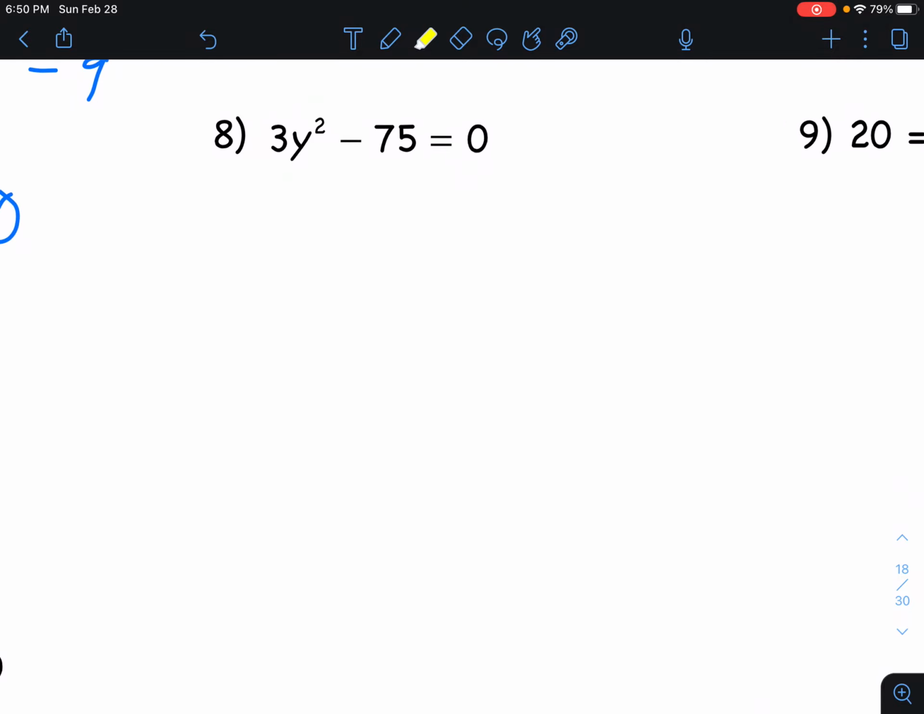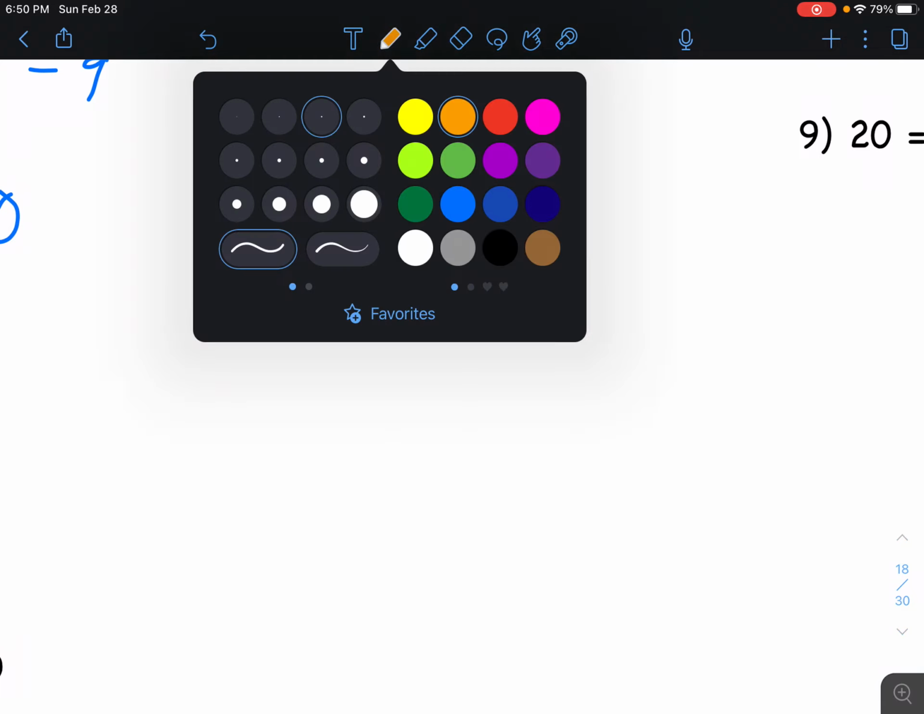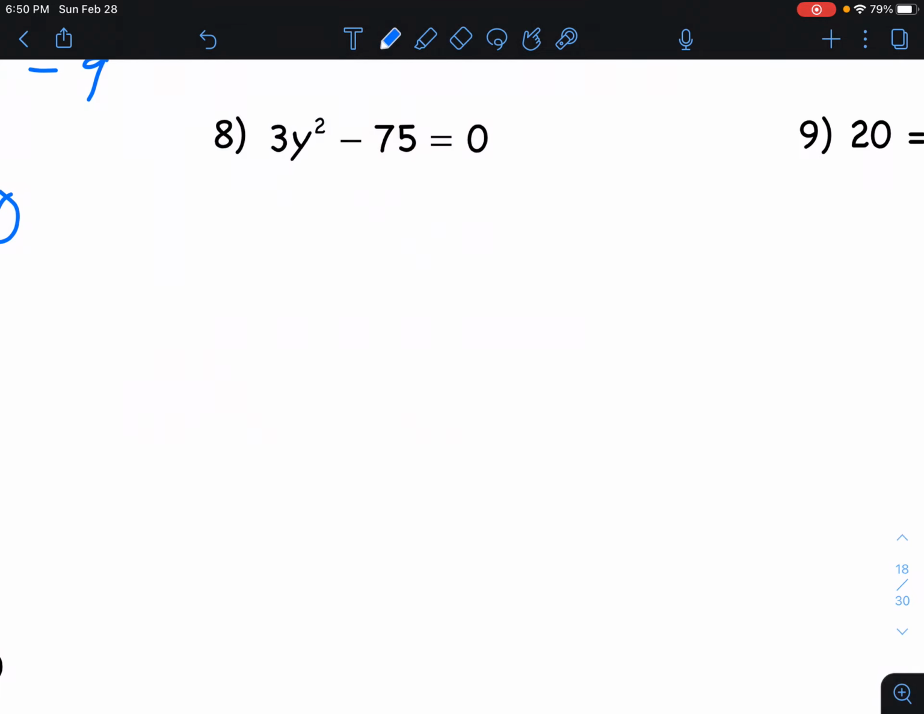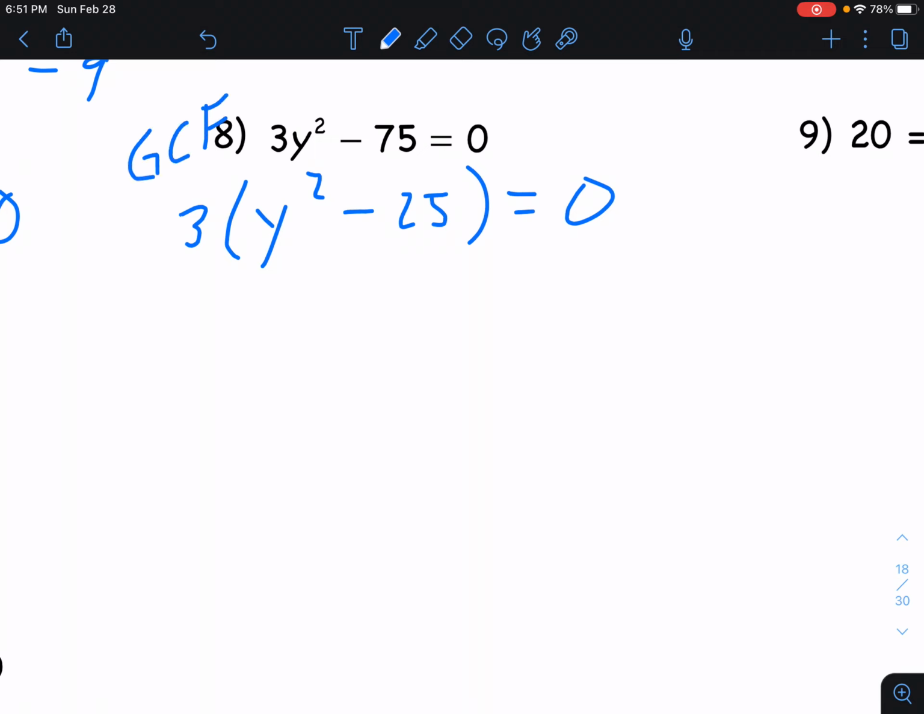Okay, we could solve this by the square root method. Or actually, we can just factor it. If we factor out a GCF, we divide by 3, we'll have y squared minus 25. So we started with a GCF. Then you can see that y squared minus 25, that's a difference of squares, which is y plus 5, y minus 5.